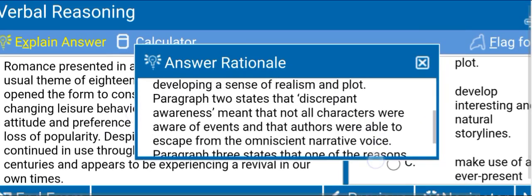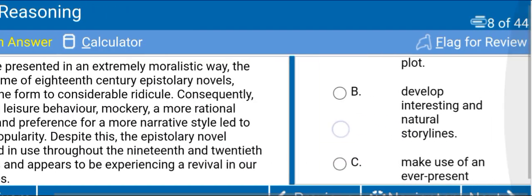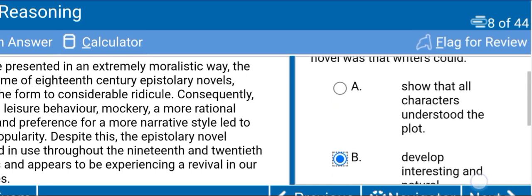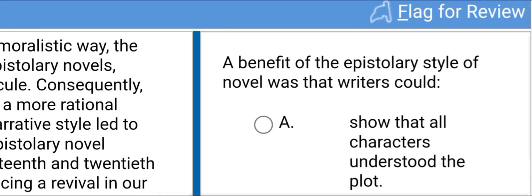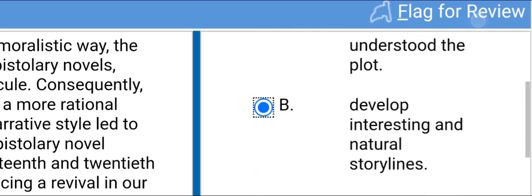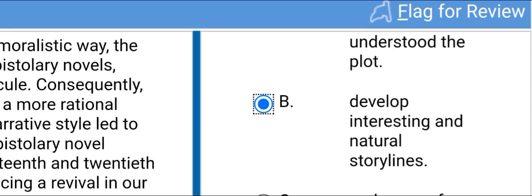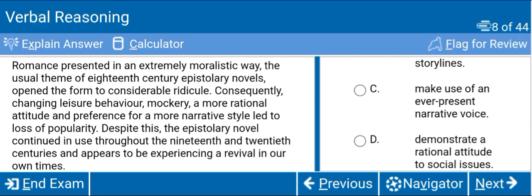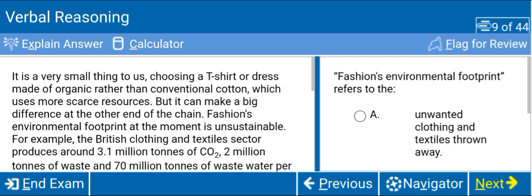So that's why the right option is option B, because of all these reasons: develop interesting and natural storylines. The statement says that a benefit of the epistolary style of novel was that writers could develop interesting and natural storylines. This is the right option.